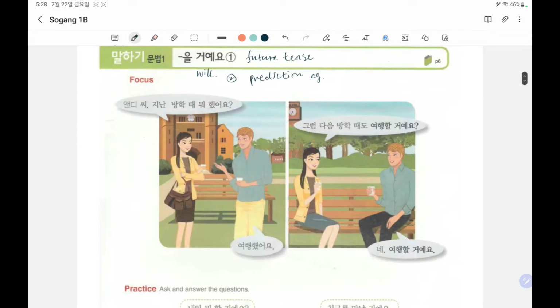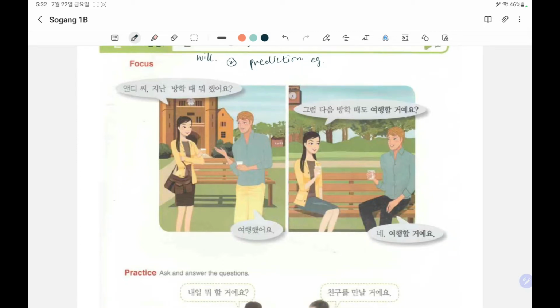Shall we practice this dialogue? 제가 먼저 읽을게요. I'll read it first. 따라서 읽으세요. Repeat after me. 앤디 씨, 지난 방학 때 뭐 했어요? 여행했어요. 그럼 다음 방학 때도 여행할 거예요? 네, 여행할 거예요.